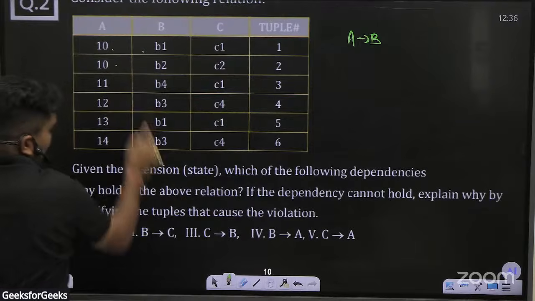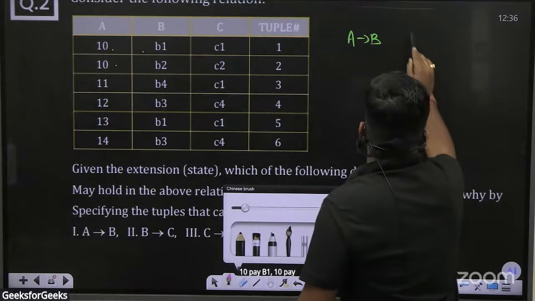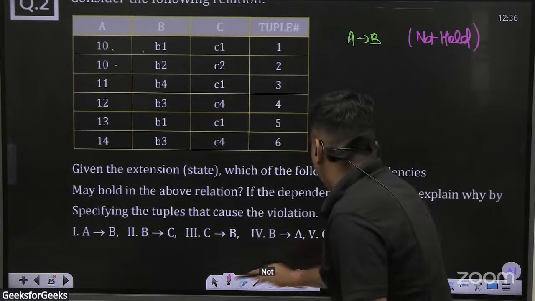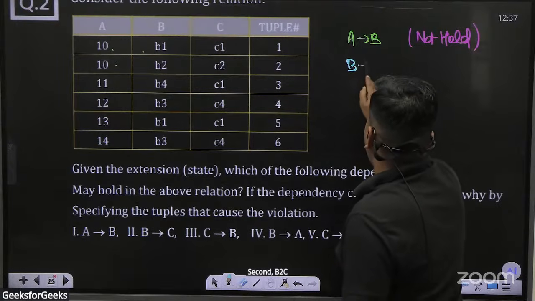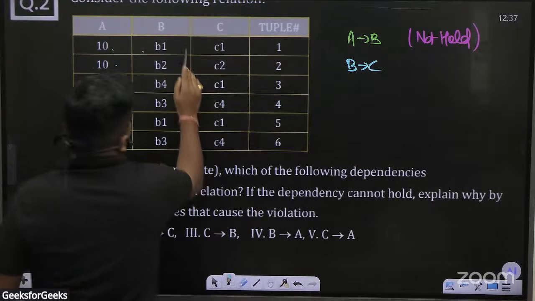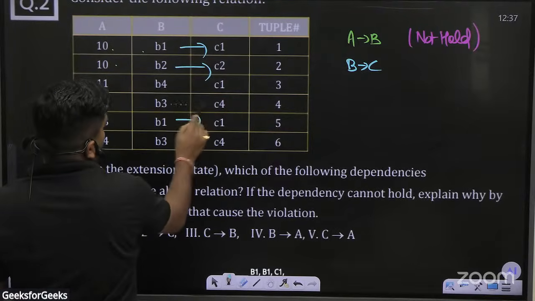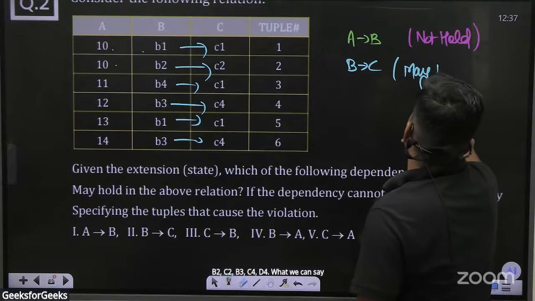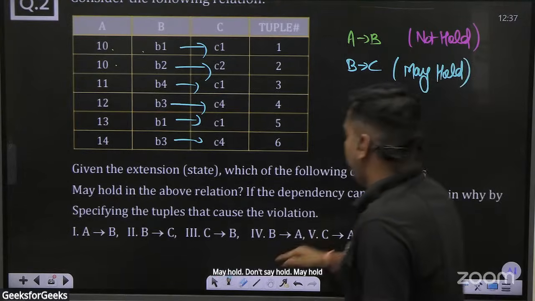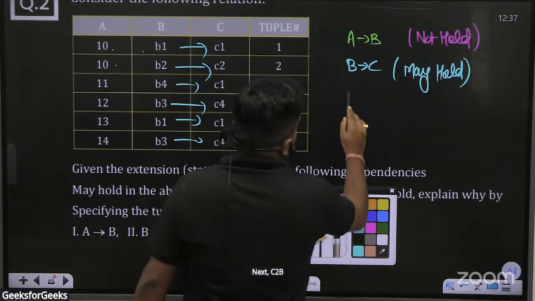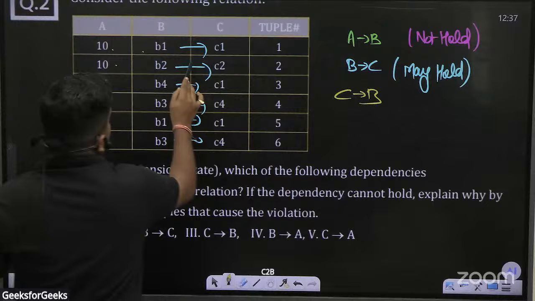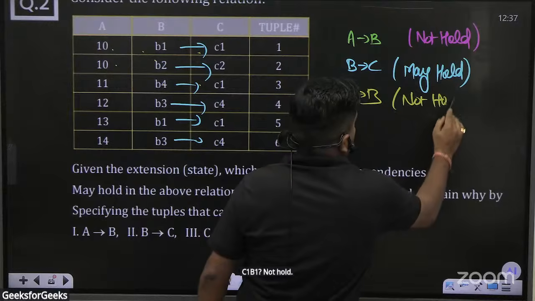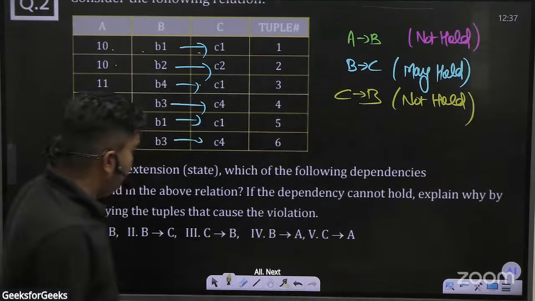10 pe B1, 10 pe B2, does not hold. Not hold. Second, B to C. B1, C1. B2, C2. B3, C4, B4. What we can say? May hold. Don't say hold. May hold. Next, C to B. C1 pe B1. Not hold. Next, B to A. Not hold.